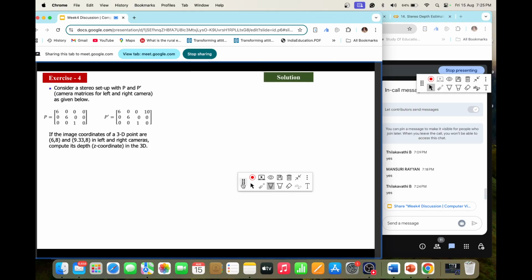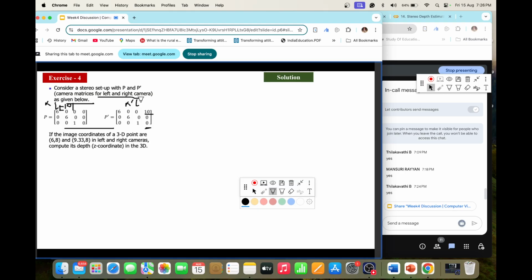Consider a stereo setup with P and P dash camera matrices for the left and right camera as given. P and P dash are already given. You can see here P is of the form K I 0, where this is I and this is 0, because the last column is 0. And P dash can be written as K dash I t, because the fourth column is not 0, but rather there is a translation here, so that is why it is K dash.